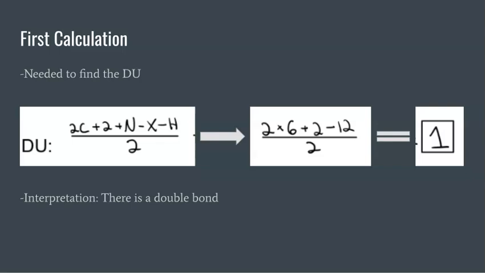The next image shows once our values are substituted into the equation. So the 6 is the amount of carbons we had in our molecule, and the 12 is the number of hydrogens. In our molecule, we did not contain any nitrogens or halogens, so those were negated from our formula. We were left with a value of 1, and this represents that our molecule will contain a double bond within our structure.